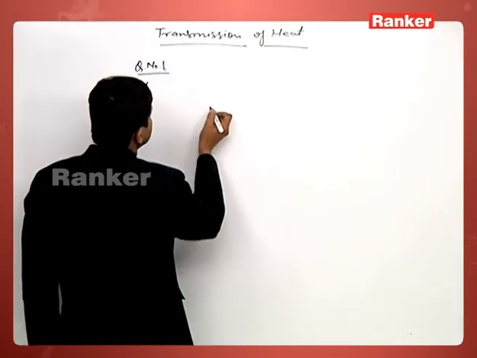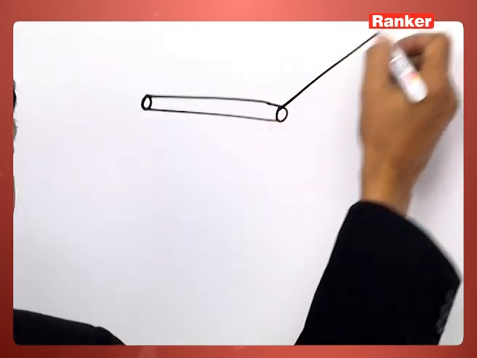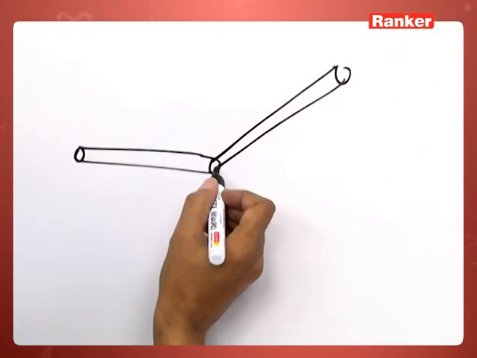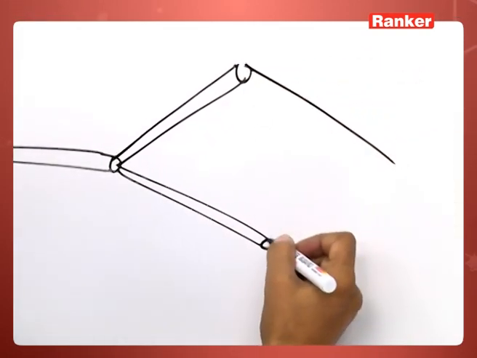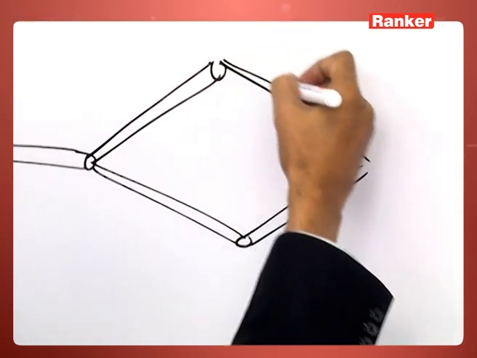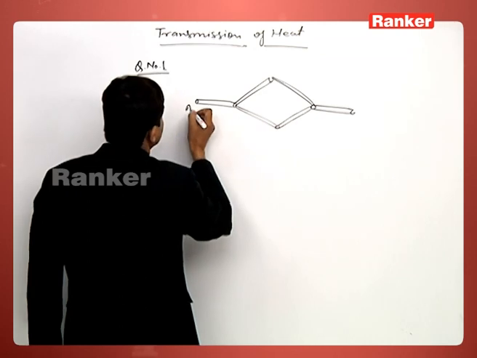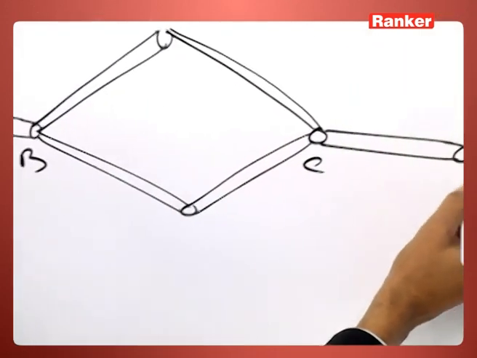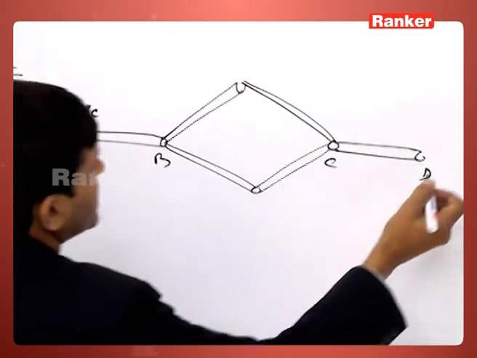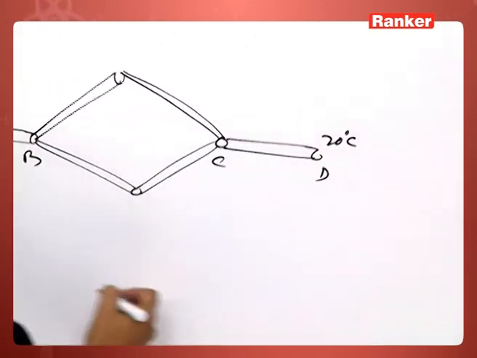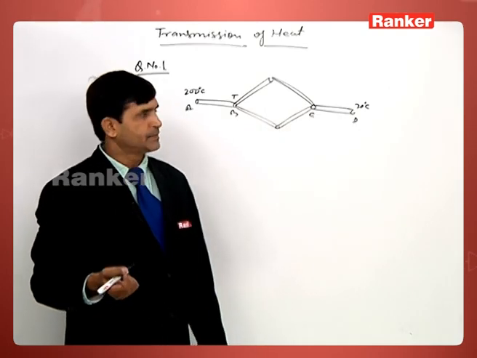There are 6 rods and all are identical like this. 1 rod, 2 rod, 3 rods, then these are the 4, 5, then 6. A, B, C and D. Here the temperature is 200 degrees Celsius. Here the temperature is 20 degrees Celsius. This is the temperature of B which they are asking.